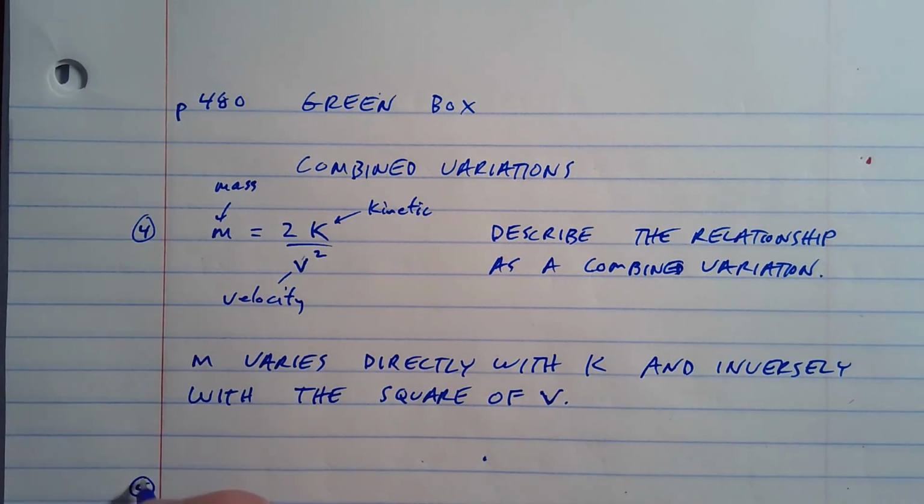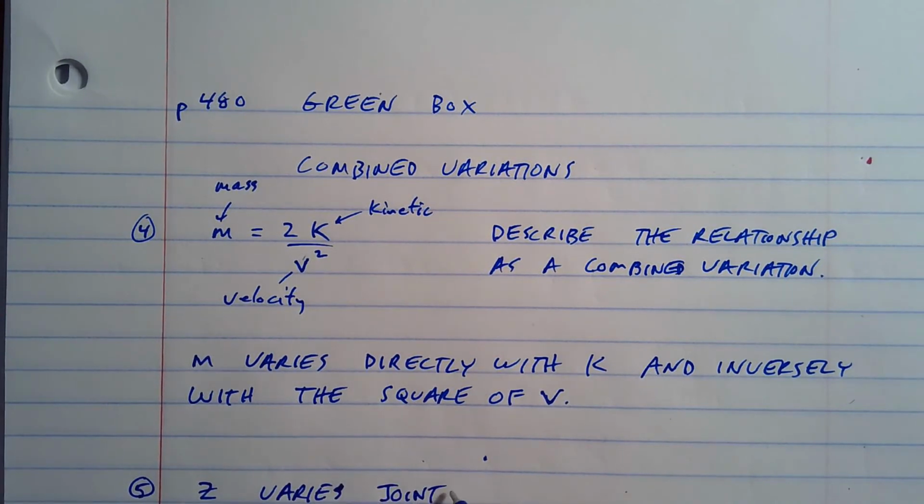All right, one more example. This has got numbers in it. So they tell us z varies jointly with x and y. So here they've got the words describing it, kind of going backwards. Can we make up an equation? And then they're going to tell us some numbers here.